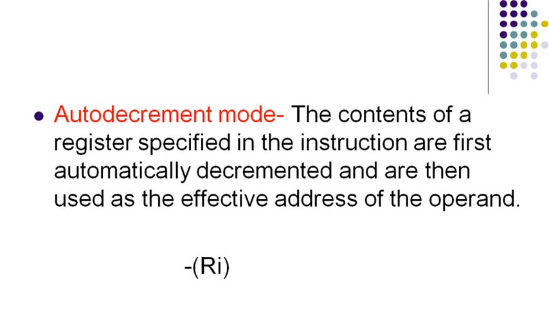We denote the auto decrement mode by putting the specified register, that is Ri in this case, into parenthesis, preceded by a minus sign to indicate that the contents of the register are to be decremented before being used as the effective address. So we write minus into bracket Ri. In this mode, operands are accessed in descending address order because we are using the pre-decrement here.